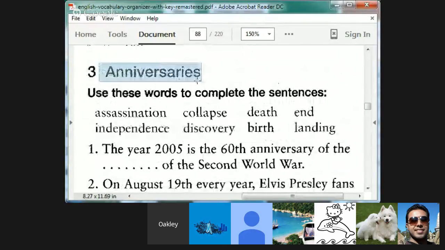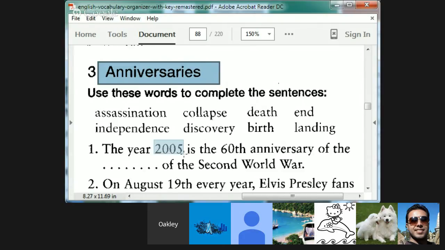Okay, let's move on. Let's get away from Christmas. Let's talk about other celebrations or commemorations. When we remember something tragic or horrible, we commemorate it. We don't celebrate it, of course. Obviously.